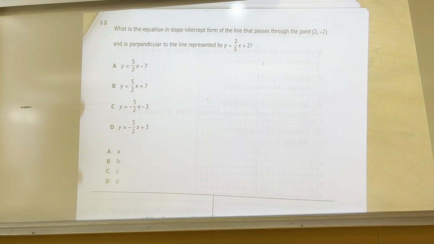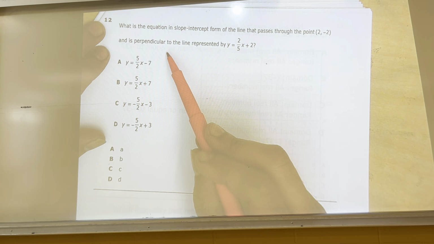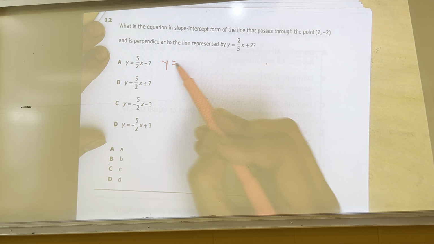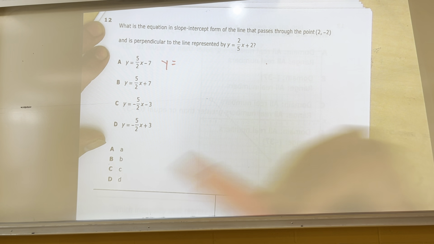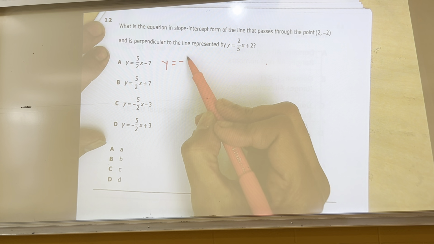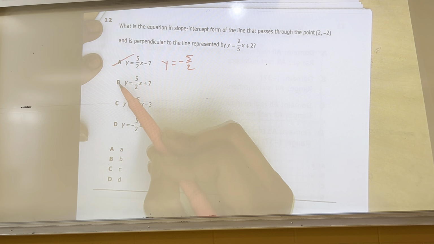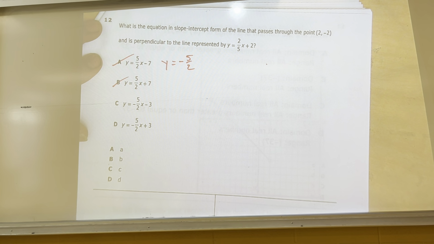12. Okay, write the equation in slope-intercept form. You have the point and you have perpendicular. So if it's perpendicular, first of all, you have to flip it, and you have to inverse the sign as well. So that is your perpendicular slope.